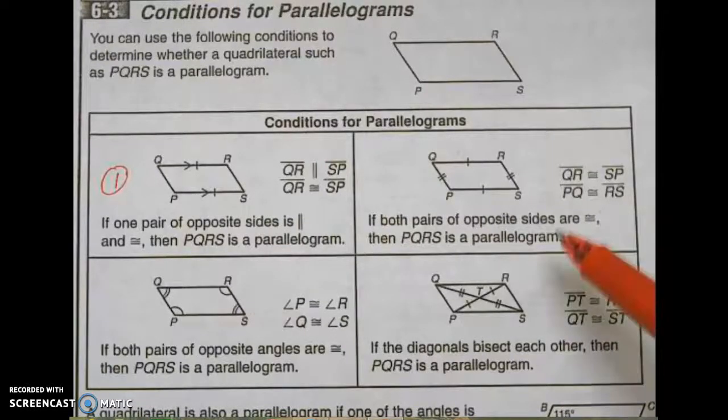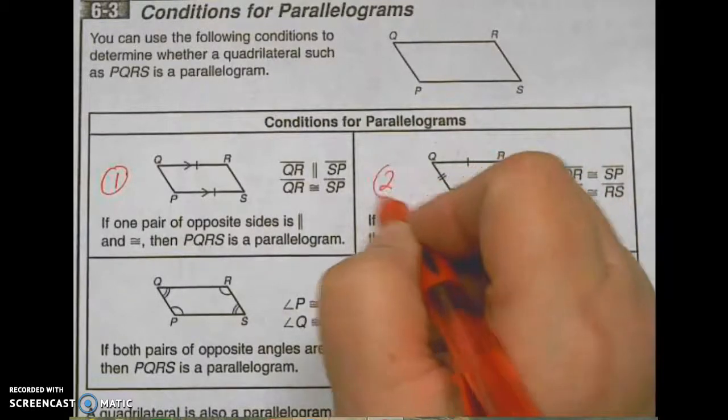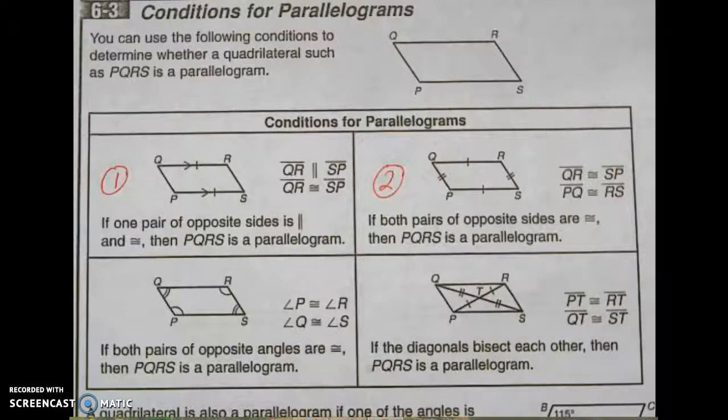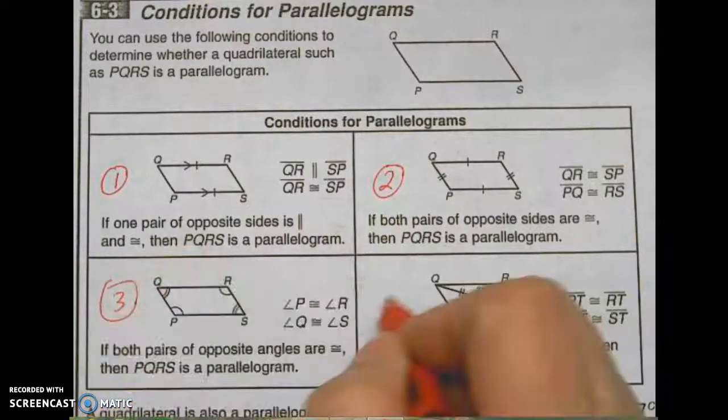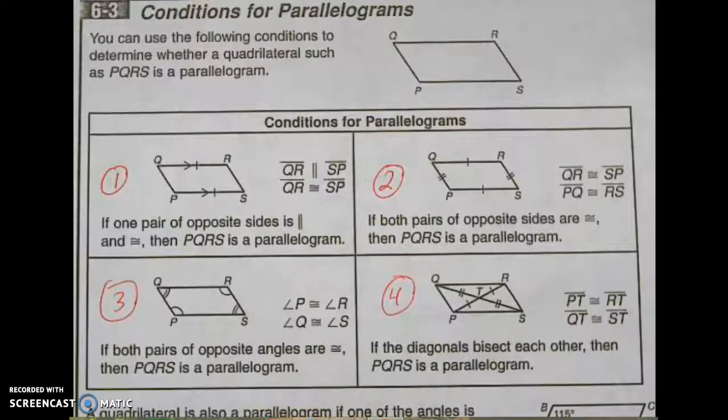Condition number 2, if both pairs of opposite sides are congruent to each other, then I have a parallelogram. That'll be condition number 2. The third condition, if both pairs of opposite angles are congruent, then I know I have a parallelogram. That'll be condition 3. And the last one, condition 4, if the diagonals bisect each other, then I know I have a parallelogram.